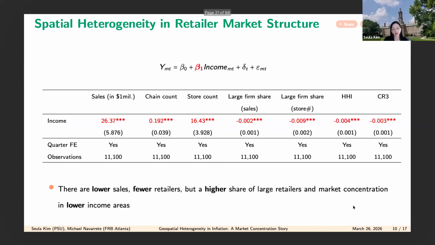And we do find that there are lower sales, fewer retailers, and also indeed fewer UPCs, although it is omitted from this table. But at the same time we also find a higher share of larger retailers and also a higher market concentration in these lower income areas. So it seems like retailer market structure varies a lot across regions depending on income level.